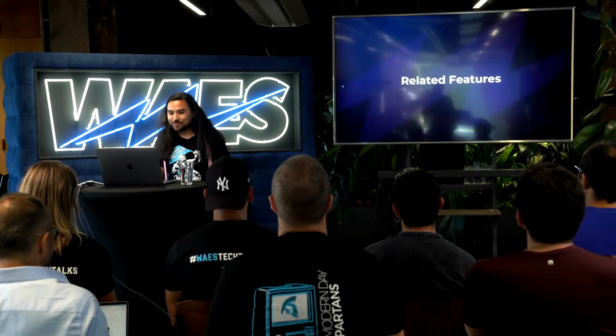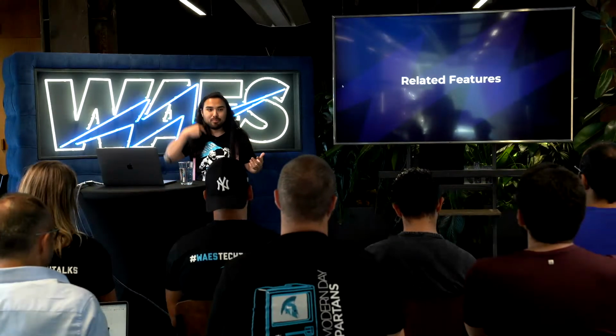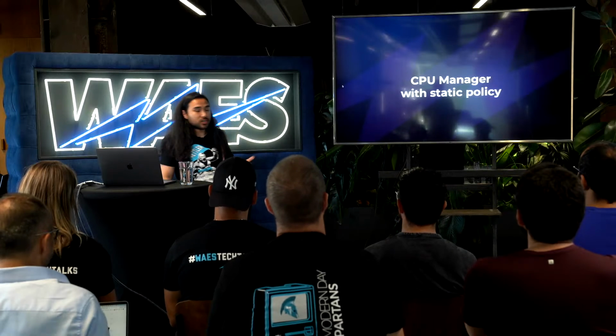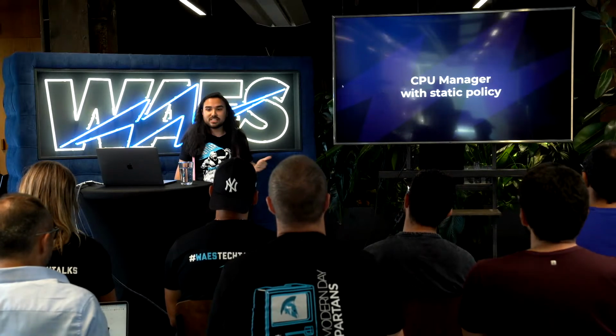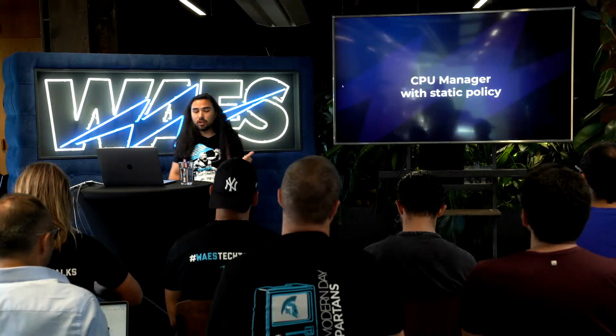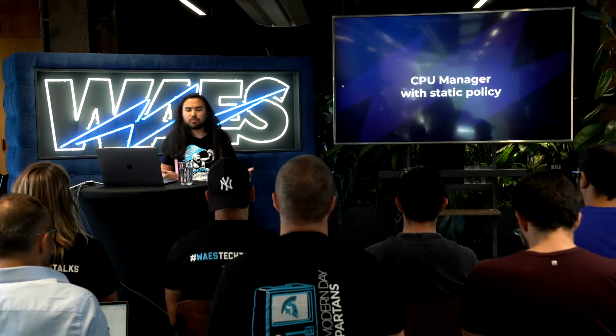So don't worry, it is a safe feature, although you will be throttled. Okay, I want to talk about related features because they are very important in the CPU limit scope. The first feature is the CPU manager with the static policy. This is quite new on Kubernetes. It went stable on 1.26. We're now on 1.28. Some of the cloud providers are not on 1.28, so 1.26 is quite new for a lot of people.